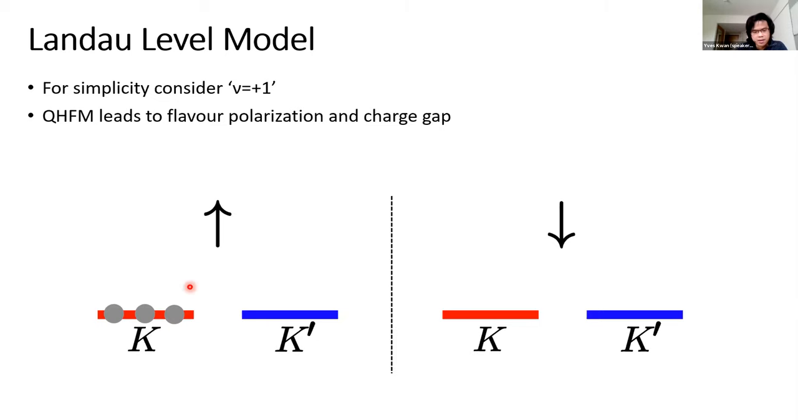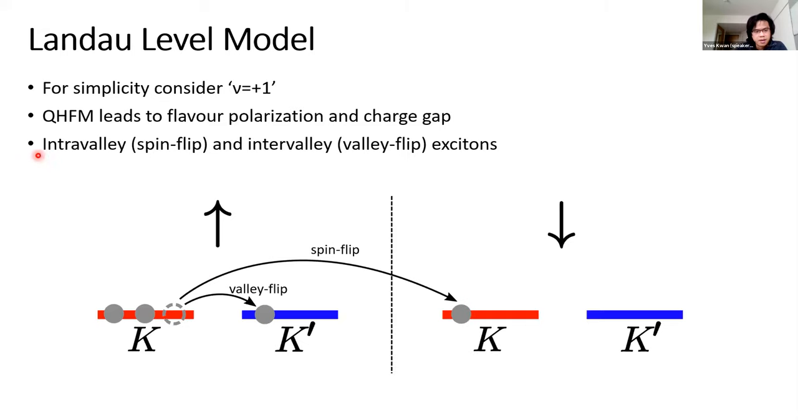So you can already see that there are two types of excitons that I can make. There are the intravalley excitons. So these are excitons that do not change the valley population. So an example is this spin flip where I make a hole and I put the electron in the same valley just with a flipped spin. But on the other hand, I can also consider a different type of exciton, which are the intervalley excitons, where the valley population does change. So this is an example where I put the electron instead in valley K prime. And so this valley flip exciton is an example of an intervalley exciton.